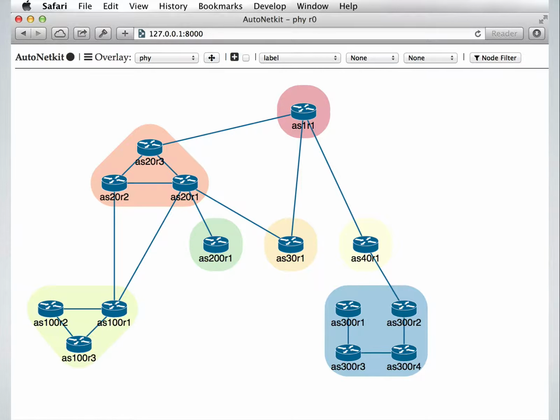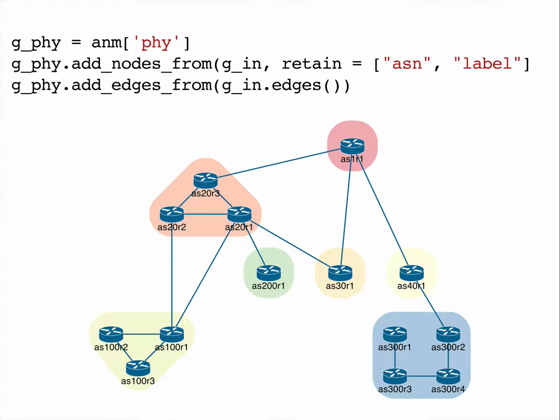Here we can see the physical overlay. The colors indicate the ASN attribute, where nodes are grouped by their ASN. We can see this resembles the original small internet topology. This can act as both a design time debugging tool to check that the design rules, such as the OSPF or IBGP design rules, are created correctly, and a runtime confirmation tool to check that the attribute set on the input topology have resulted in the correct output topology. For instance, here is the rules to create the physical topology based on the input graph.